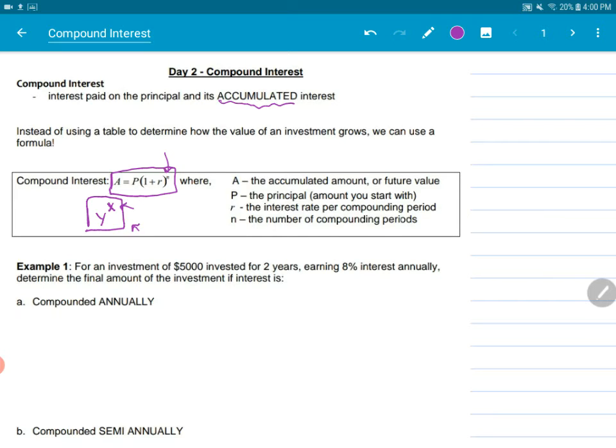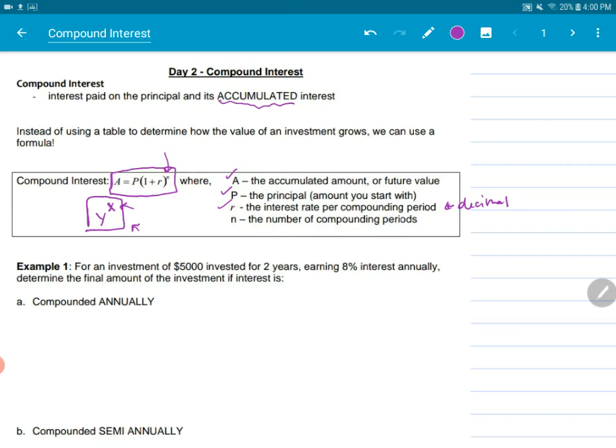A is the total amount, or the future value. P is the principal. We already know what that is, the initial amount that you put in. R is the interest rate per compounding period. We'll talk about that in a bit, but again, it's always a percent that you have to turn to a decimal. And N is the number of compounding periods, which again, we will get into.